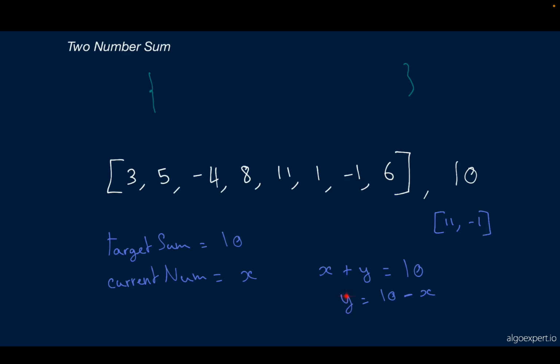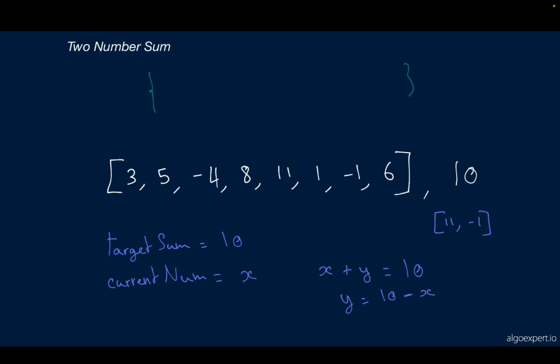And then we say, if y is in our hash table, and we can do that in constant time, accessing y in the hash table. If it is in the hash table, then we just return x and y. Otherwise, we keep traversing the array, and we just make sure to store x in the hash table.